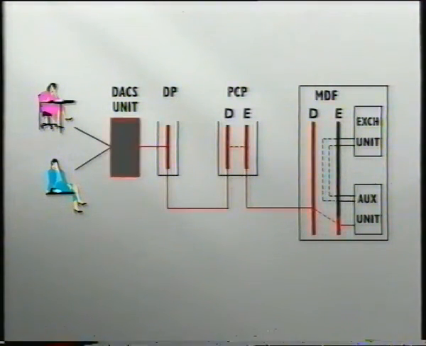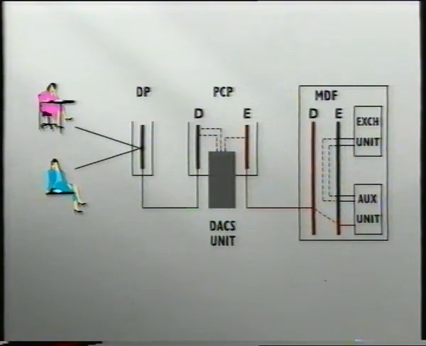This is a typical diagram. The parts of the route shown in red are common to both customers, so this is the joint use part, while those shown in green are individual to the customer. This is a similar illustration, but this time a DACS unit is fitted at the PCP. Again, we can see the common parts and the parts that are unique to each customer.